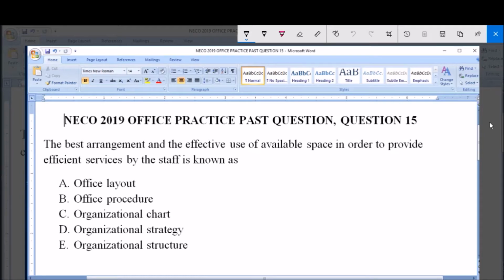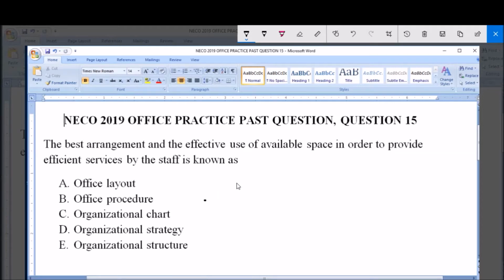The best arrangement and effective use of available space in order to provide efficient services by the staff is known as A. Office layout, B. Office procedure, C. Organizational chart, D. Organizational strategy, and E. Organizational structure. Now let's analyze each of these options to get our answer.